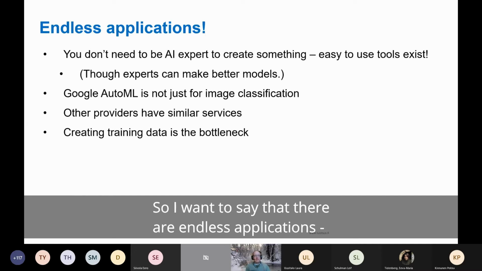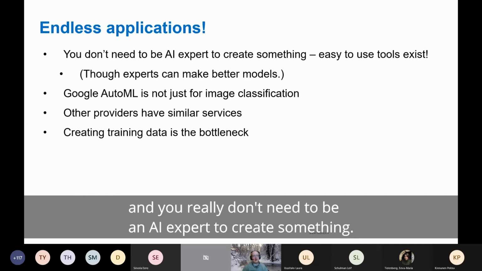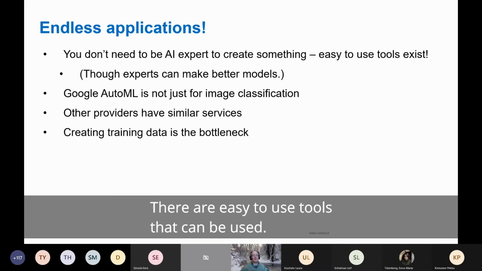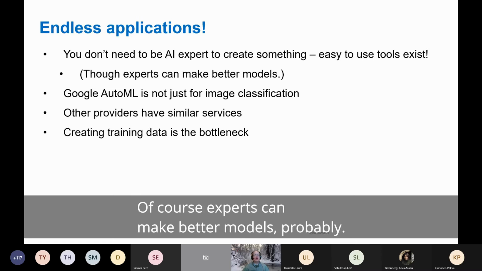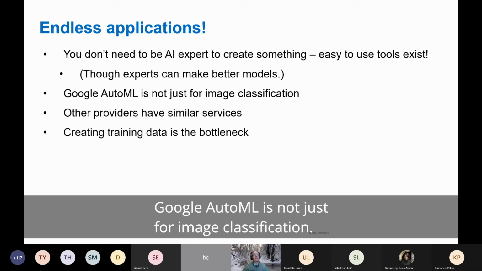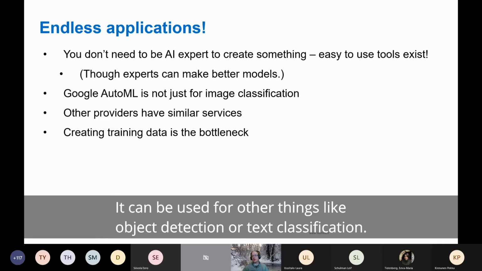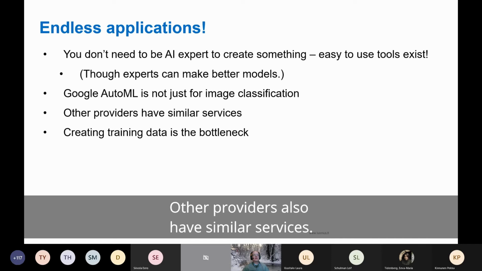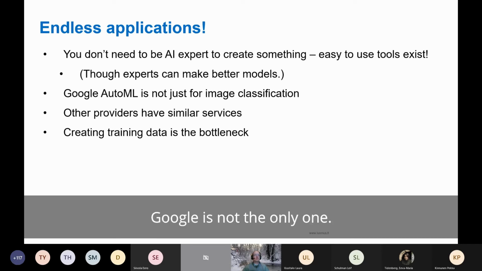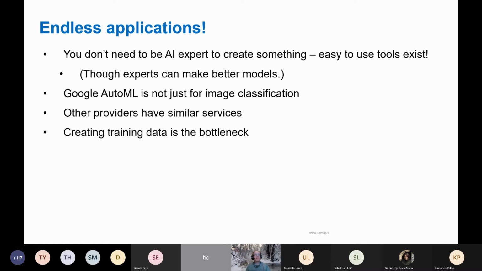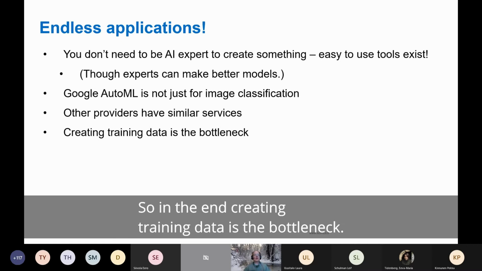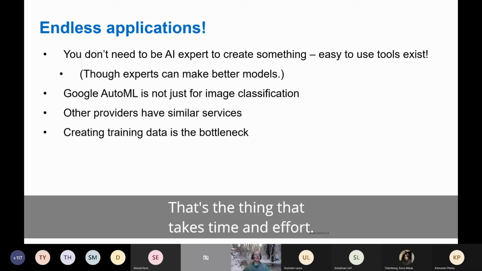So what I want to say is that there are endless applications, and you really don't need to be an AI expert to create something. There are easy to use tools that can be used. Of course, experts can probably make better models. Google AutoML is not just for image classification. It can be used for other things like object detection or text classification. And other providers also have similar services. Google is not the only one. So in the end, creating training data is the bottleneck. That's the thing that takes time and effort.